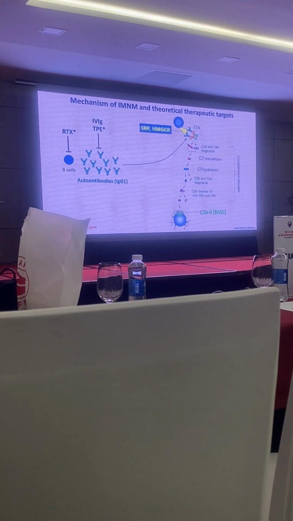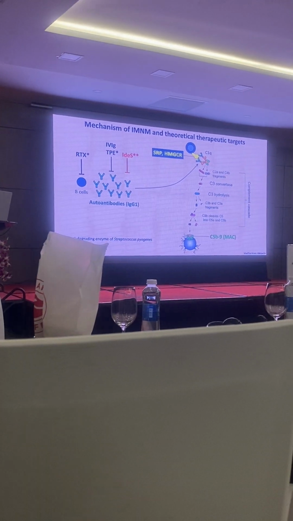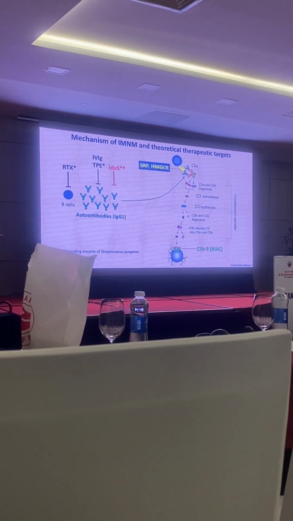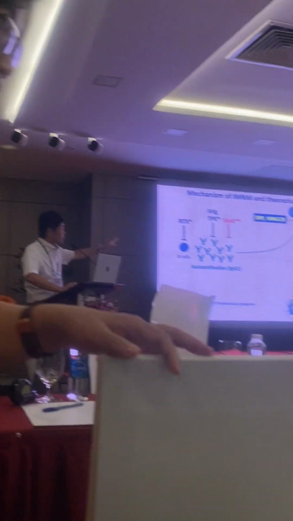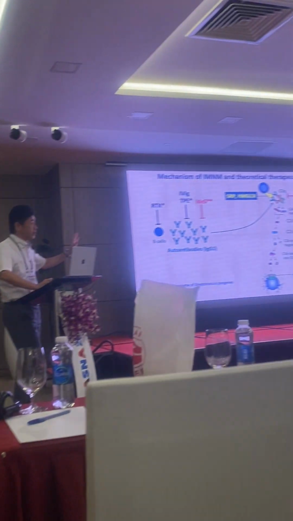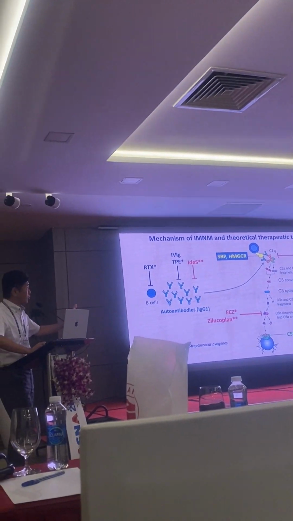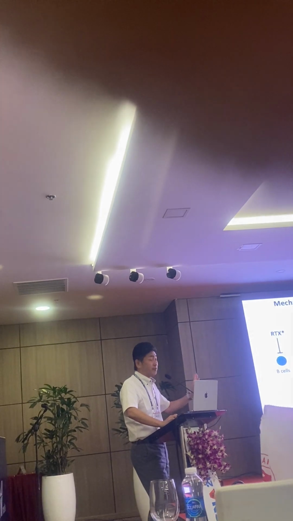Once you understand this mechanism, then you can now invent the therapy. For example, against B cells, maybe you can use rituximab, right? And against autoantibodies, you can use plasma exchange or IVIG, or there is an experimental drug called IdeS, which directly degrades autoantibodies. And also there is an investigational drug which directly targets C1q, and there are already drugs available against C5, right? So of course, I don't guarantee anything, but theoretically you can think about those therapies. This is very important, right?